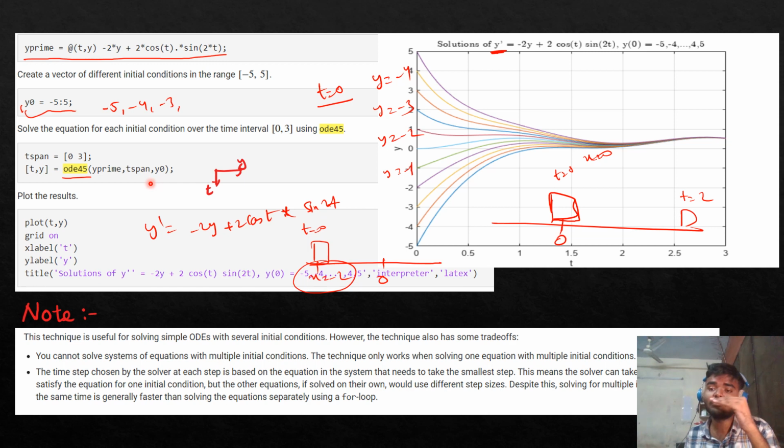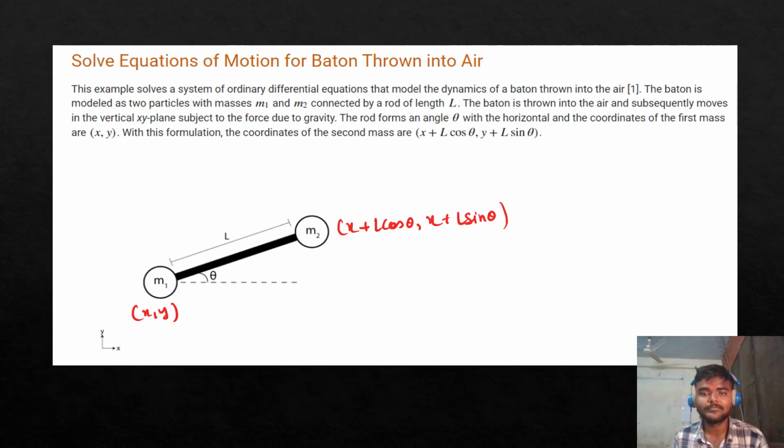So it will do a calculation for every changing initial condition. So here it is shown for -5, -4, -3, -2, -1, 0. So for everyone they made a graph like this. So I assume you have understood this concept also. So this one you can try.